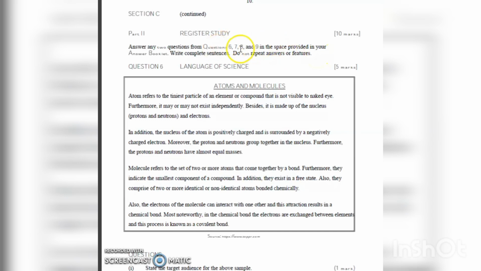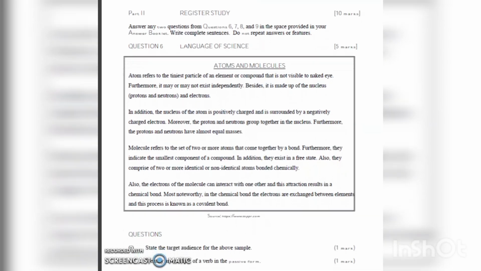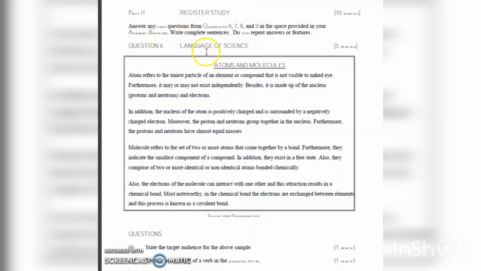Now, some of you have never noticed this instruction on top, or you have forgotten. So we're going to go through that. I want you to not let what you've learned the whole year be wasted on silly mistakes. So let's start with language. Question 6, language of science, 5 marks. So atoms and molecules. This is a description on the topic.